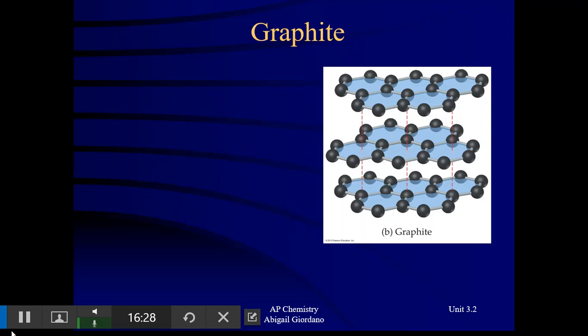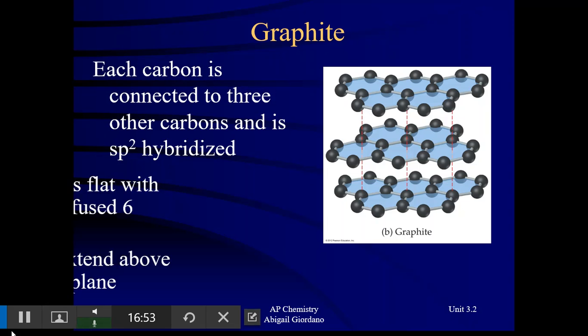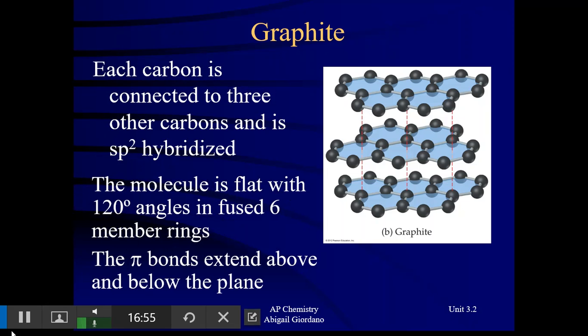Okay, now graphite is interesting. Graphite is made of carbon, but it's not this tightly bound network. Graphite is laid out in these sheets of carbon, okay? And each carbon is not sp3 hybridized, it's sp2 hybridized in a trigonal planar arrangement. And we get these flat six-membered rings that fuse together and they form these planes, these sheets.